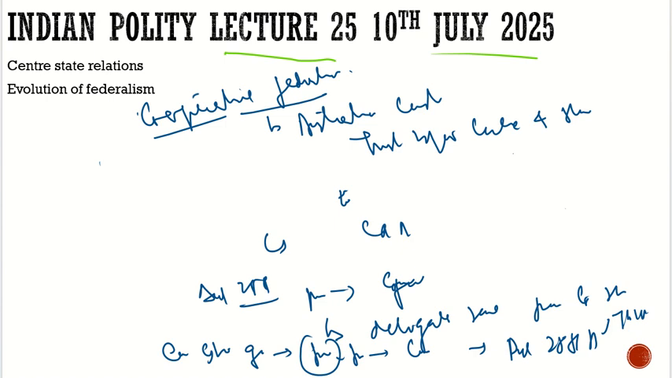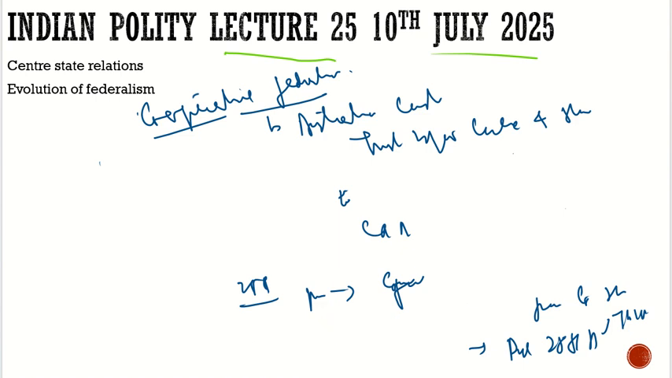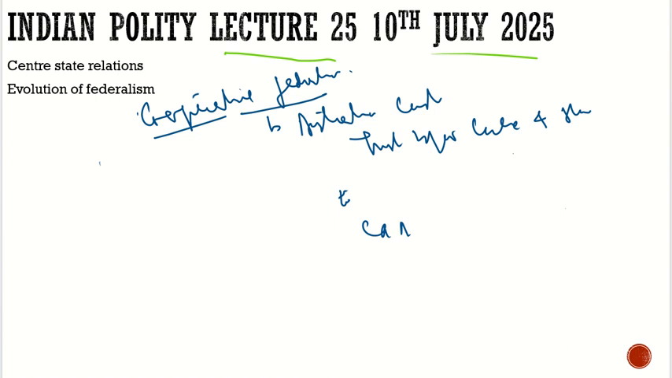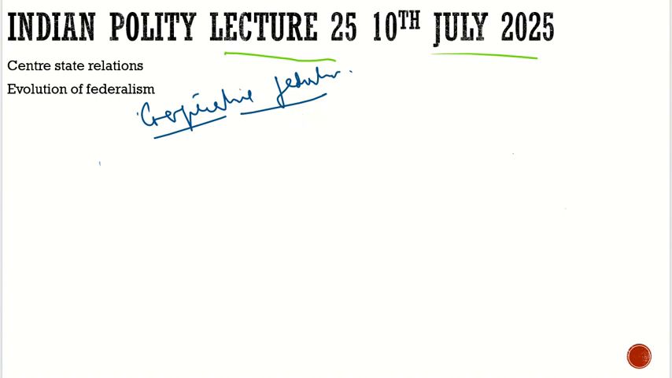Now, in cooperative federalism there is one more type of delegation, which is forced delegation, under which if the center says that you have to do this exercise, then there is no option available to the states. States have to do it. That is called forced delegation.